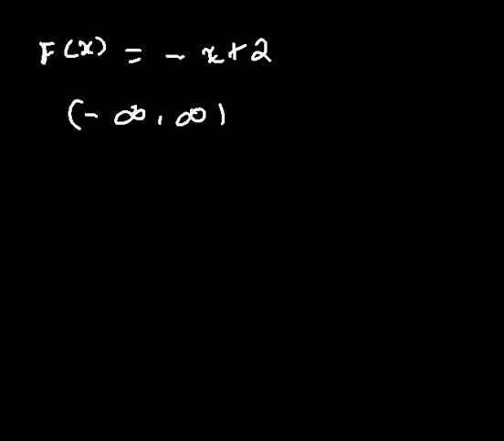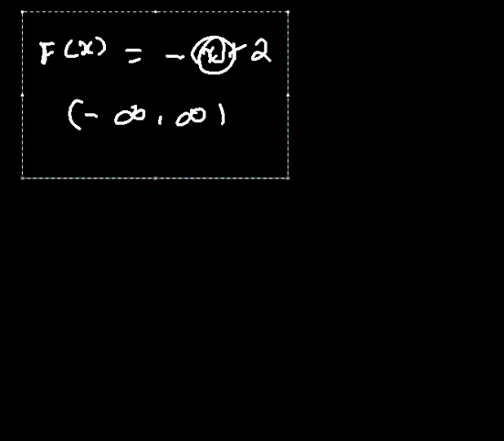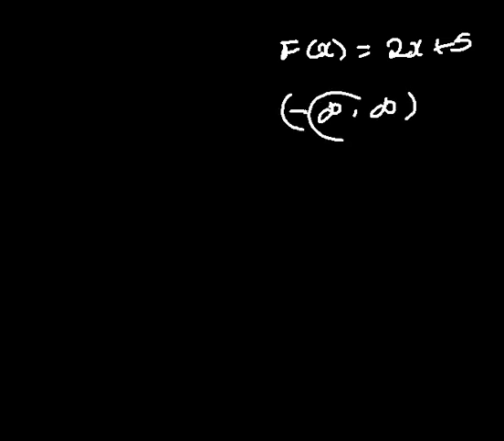Let's have the following cases. Take the function f(x) = -x + 2. The domain of this function ranges from negative infinity to positive infinity. For all real values, the function will be defined. And what if we have the function f(x) = 2x + 5? The principle remains the same. The function will be defined for all real values from negative infinity to positive infinity.